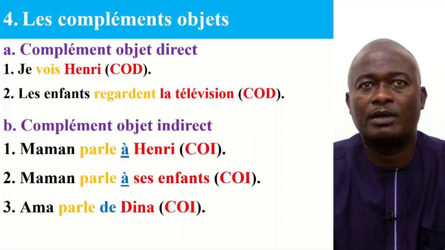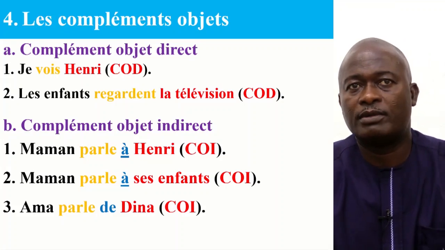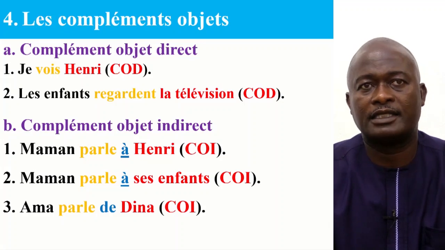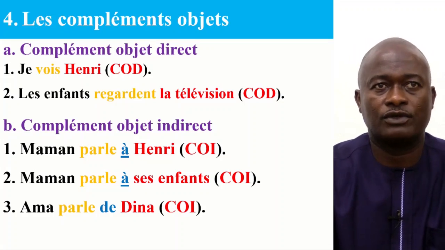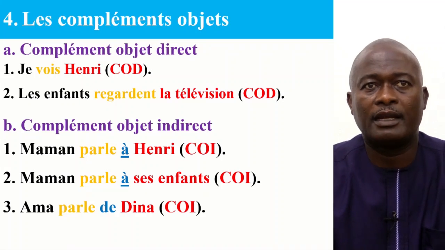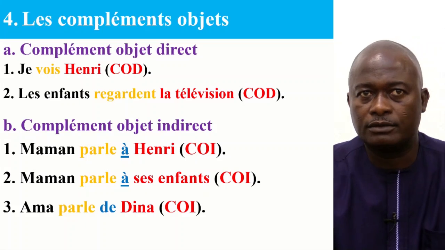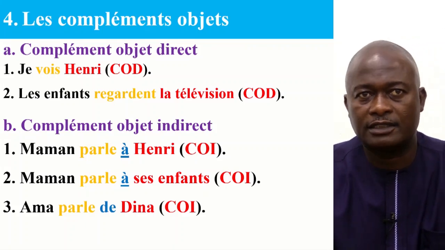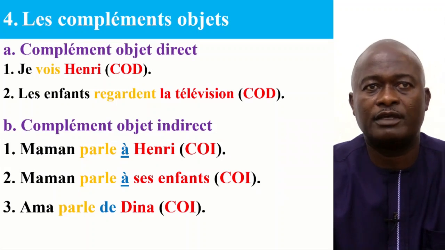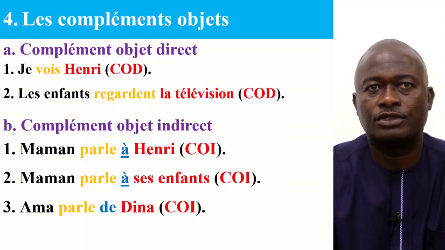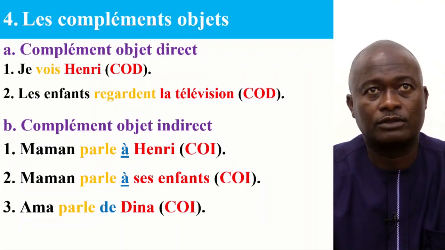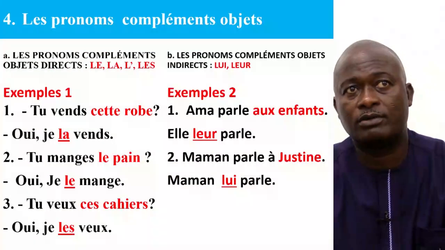Cependant, si vous avez le complément objet indirect, souvent le complément objet est séparé du verbe à l'intermédiaire d'une préposition. Par exemple, on a « maman parle à Henri ». Exemple 2, on a « maman parle à ses enfants ». Et exemple 3, on a « Ama parle de Daina ». Donc, dans tous ces trois exemples, vous avez le complément objet indirect. Le premier étant Henri, le second, ses enfants, et enfin, Daina, sont tous les trois séparés du verbe « parle » par l'usage d'une préposition. Voilà.